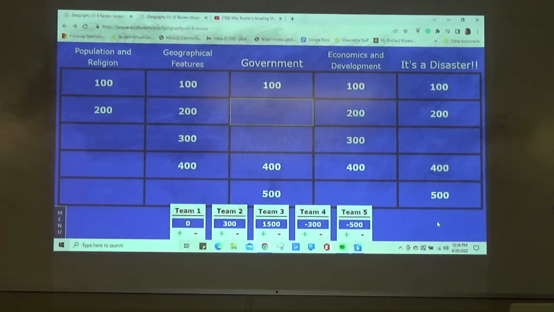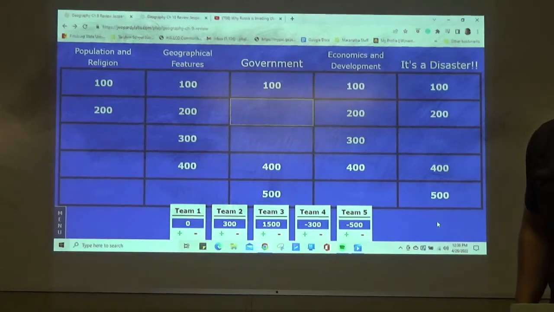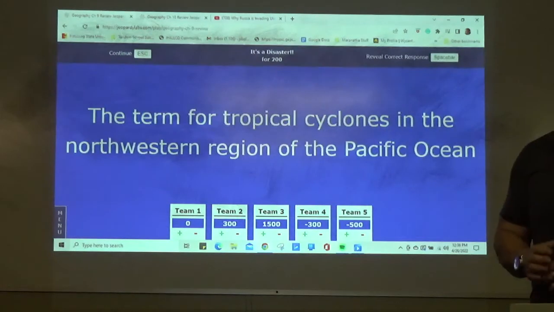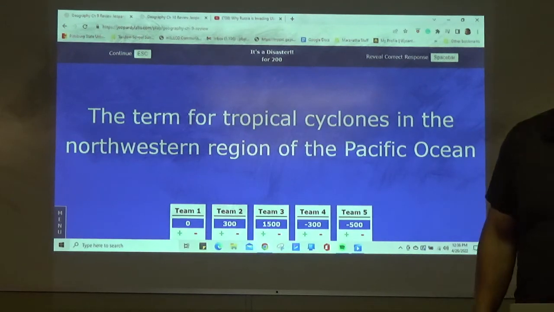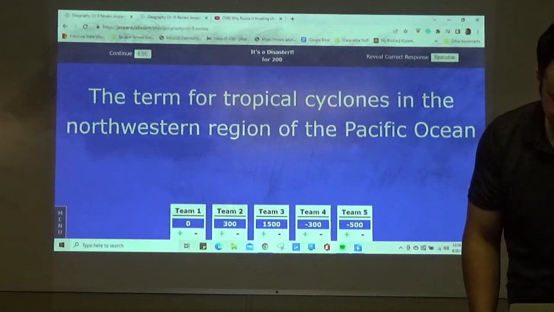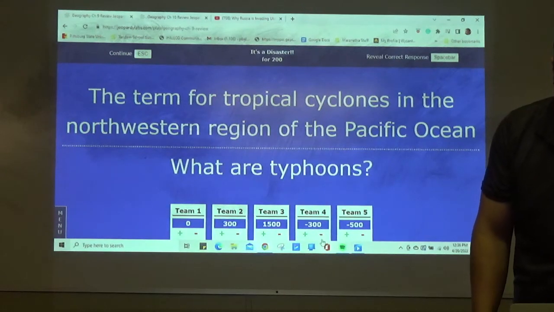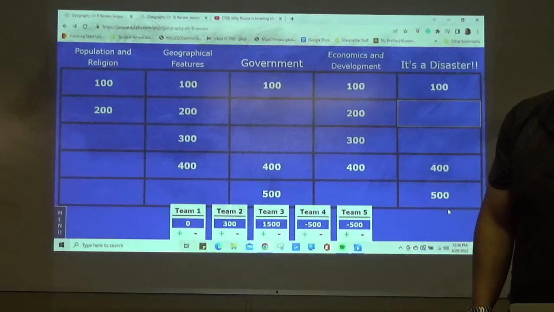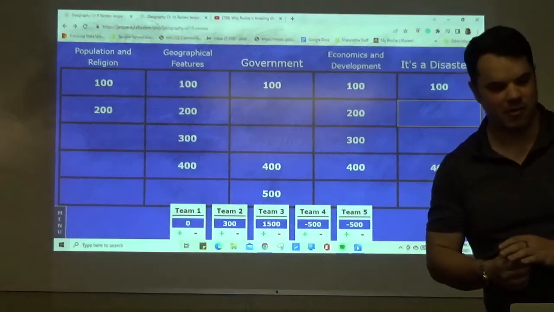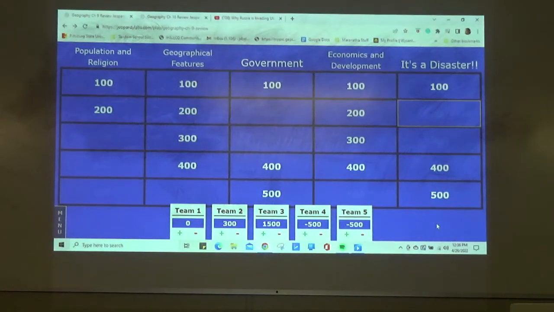Alrighty, team 4, here we go. Disaster 200. The term for tropical cyclones in the northwestern region of the Pacific Ocean. Tsunami? No, it's typhoon. That was the other chapter, but the typhoon still stands on this one. Tsunami is a big wave. Typhoon is a big storm.